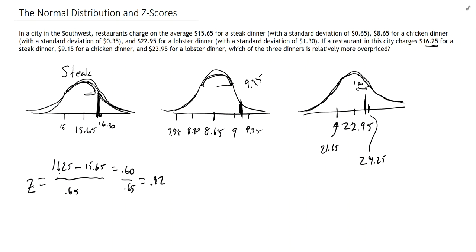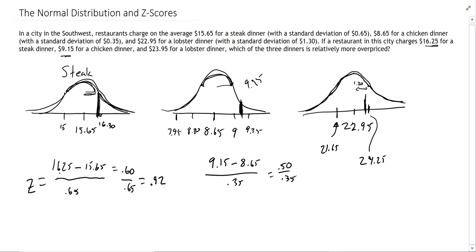All right, if we look at the chicken dinner, do the same sort of thing. I'm going to take my observation, the price in this city, which is $9.15. I'm going to subtract the mean of $8.65, and divide by the standard deviation, which was just 35 cents. So $9.15 minus $8.65 is a difference of 50 cents.